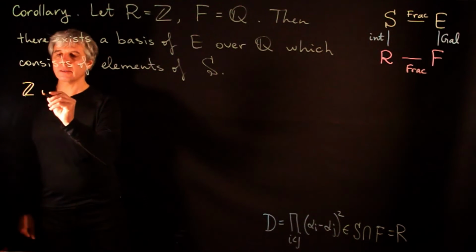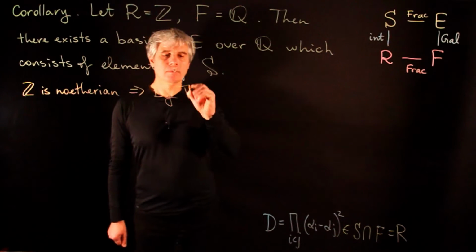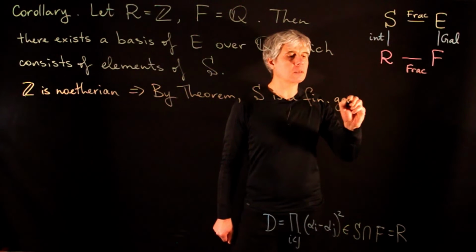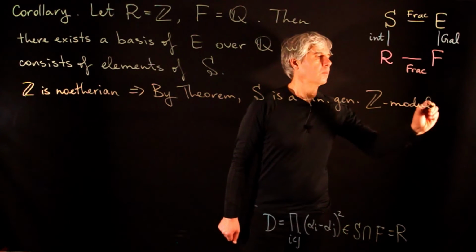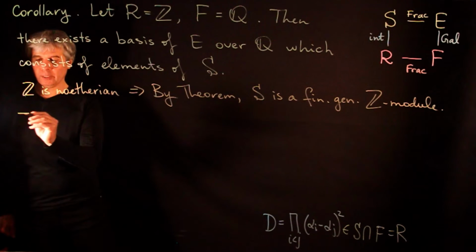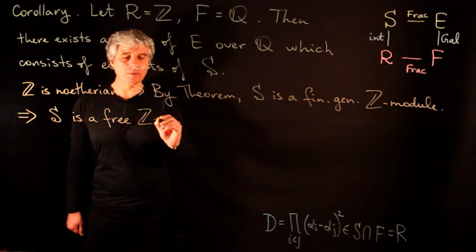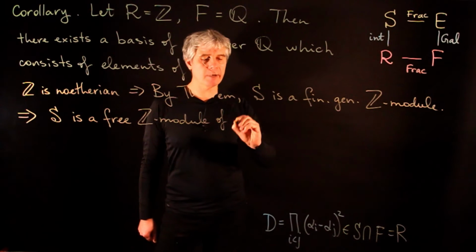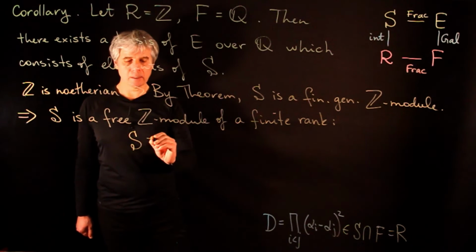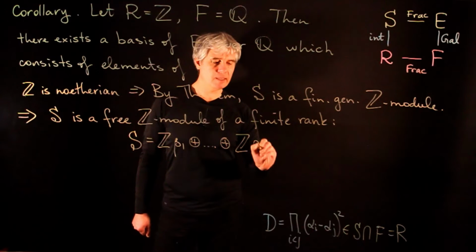So we have that Z is Noetherian, and by the theorem S is a finitely generated Z-module. Since we are in a field of characteristic 0, this Z-module cannot possibly have torsion. So this means that S is actually a free Z-module of finite rank. This means that S is Z beta_1 plus ... plus Z beta_k.